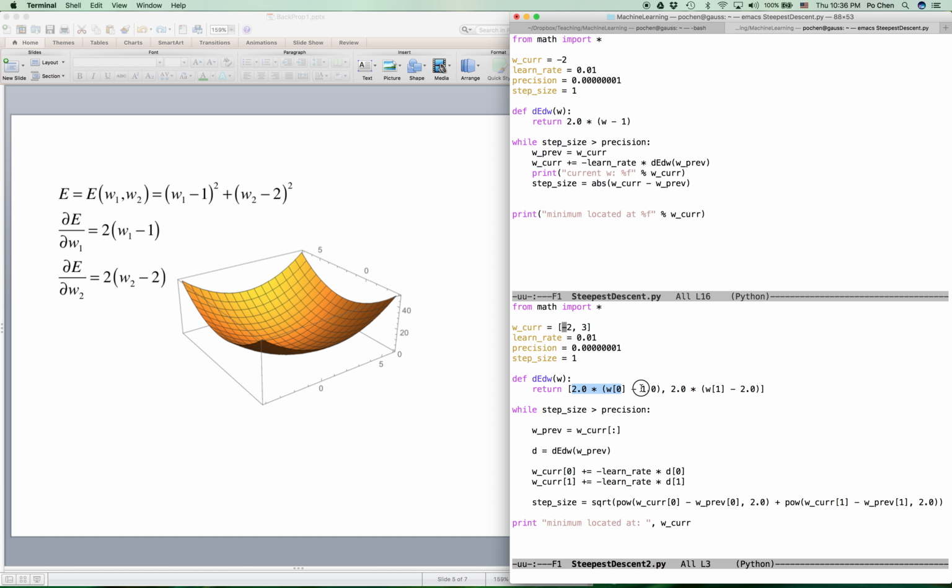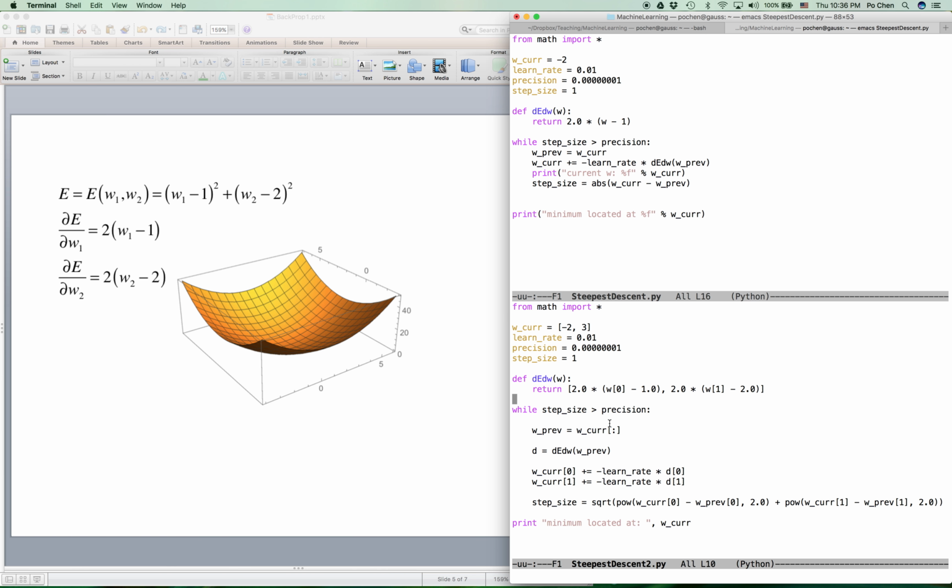The first value is for the partial derivative with respect to W1. So it should be equal to 2 times W1 subtract 1. W is the input, and W0 corresponds to W1 here. And then the second derivative is 2 times W2 subtract 2. So here it's 2 times W square bracket 1 subtract 2. W square bracket 1 is equivalent to W2 here. It's actually a direct translation of the mathematical formula.